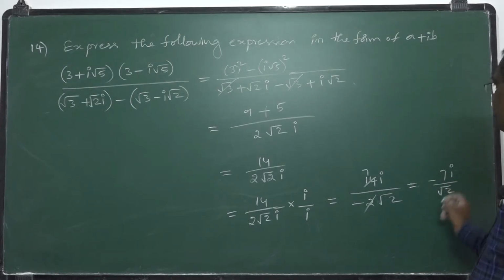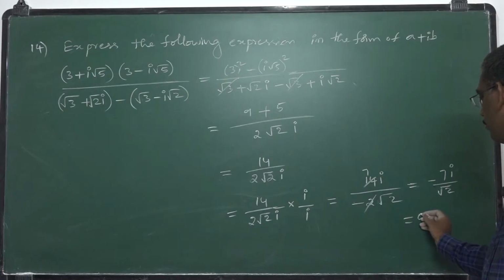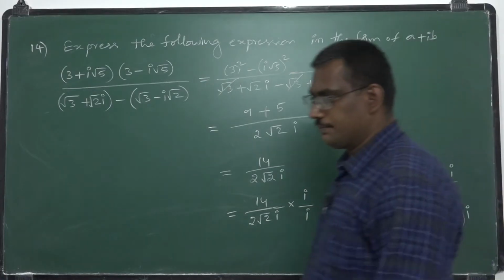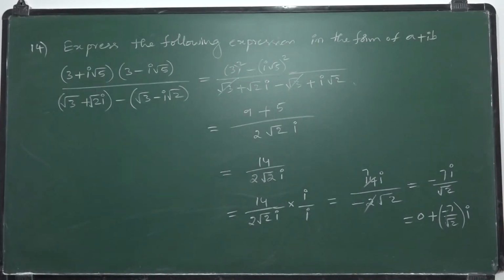Now we convert this expression in the form of a plus ib. So 0 plus minus 7 by root 2 into i. So here a equal to 0 and b equal to minus 7 by root 2. Okay, next problem.